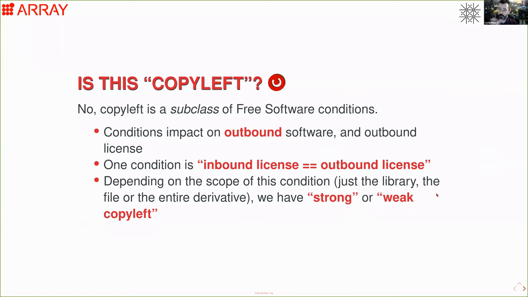Depending on how much of the derivative is involved, whether only the library or the entire software distribution, provided that it's derivative, then you have strong and weak copyleft. But this is one very important concept: open source is software that gives you permissions to use, modify, distribute, install, and so on and so forth. Copyleft is a subset of open source that imposes persistence of the copyright conditions onto derivatives. So if you take software, modify it, and distribute it, this distributed software must comply with the original, okay?